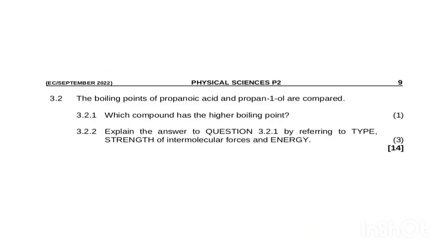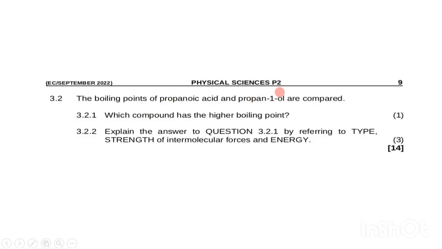Now 3.2 says the boiling points of propanoic acid and propan-1-ol are compared. 3.2.1 says which compound has the higher boiling point. Now we are comparing propanoic acid, which is from the carboxylic acids, and propan-1-ol, which is from the alcohols.